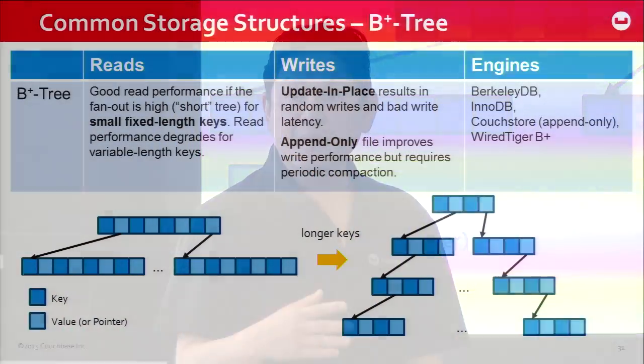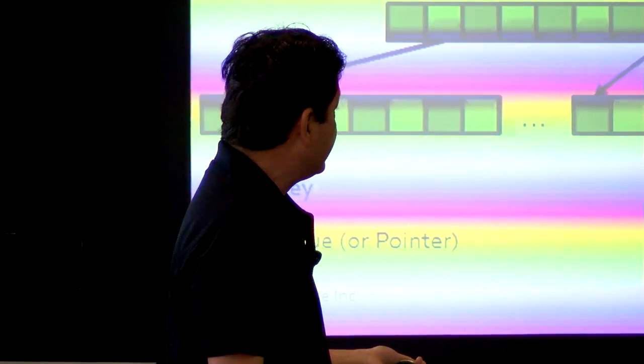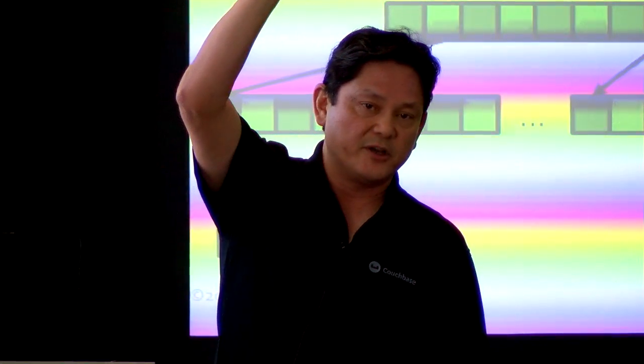The first one is what we call a B+ tree. B+ stands for balanced tree. Basically, all the leaf nodes are the same distance from the root. A B+ tree tends to have pretty good read performance. If you have a lot of keys in a given node, the fan out is high, so you have short and bushy trees, and to get from the root to the leaf node, you only have to traverse a few hops. However, performance degrades if your keys get longer. Your fan out decreases, your tree gets taller, and to get from the root to the data node, you have to go through a lot of intermediate index nodes.